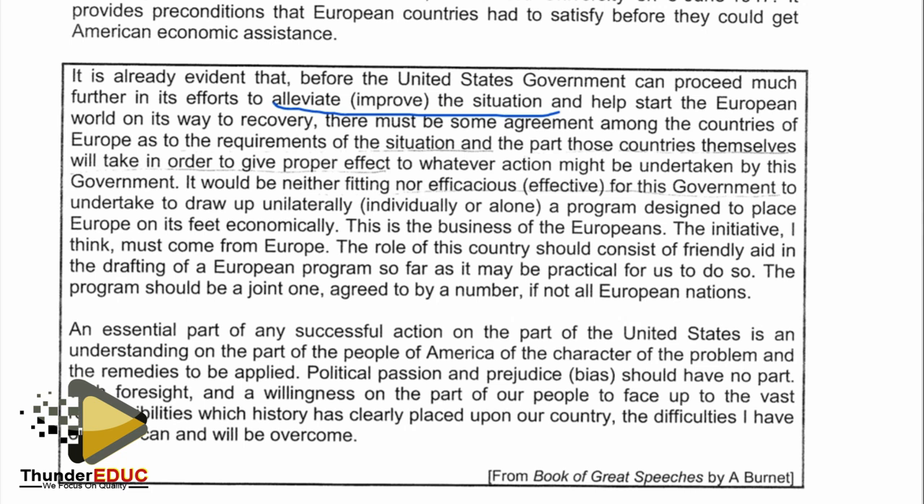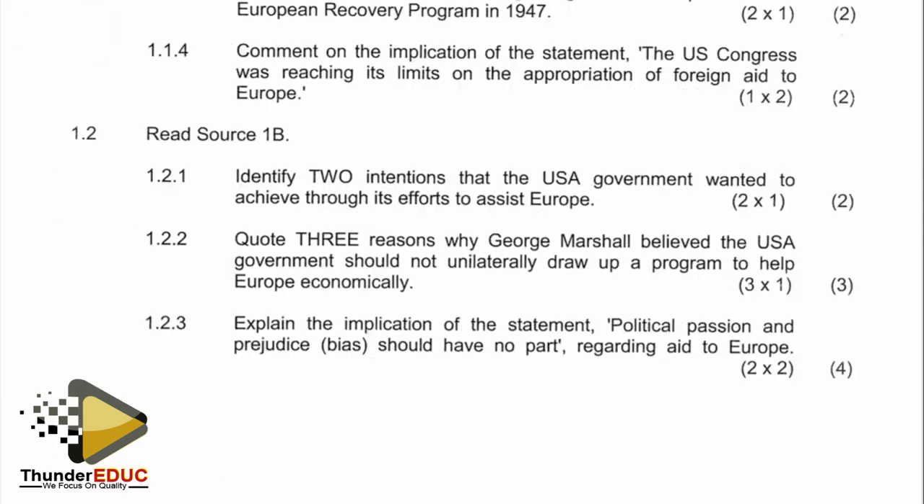So it was to alleviate or improve the situation and also help start the European world on its way to recovery. Those are the two intentions that were in USA's mind as they introduced the Marshall Plan. They wanted to try and attain those two. Right? Move on to the next question.